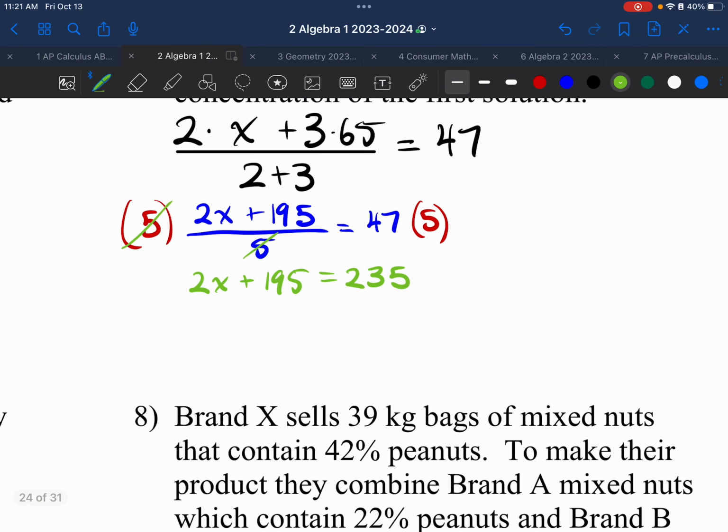All right, and then I need to solve. The x's have already been isolated. I just need to get rid of this 195, and I think I'm ready to go. So let's go ahead and subtract 195, let's do that in a different color, though. Subtract 195 from both sides.